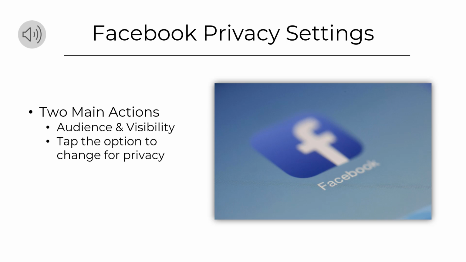And then for the mobile version, you want to scroll to the bottom of Facebook and tap settings and privacy. Then you'd want to scroll down to the audience and visibility section and tap the option you want to change the privacy for.